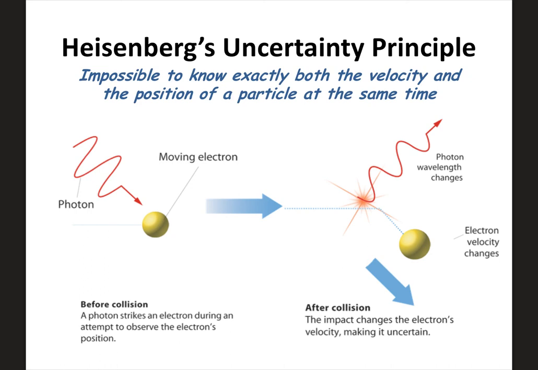So we can't know both the speed and location of a very small particle like an electron at the exact same time, just because they're so small. And that's basically what Heisenberg's uncertainty principle says.